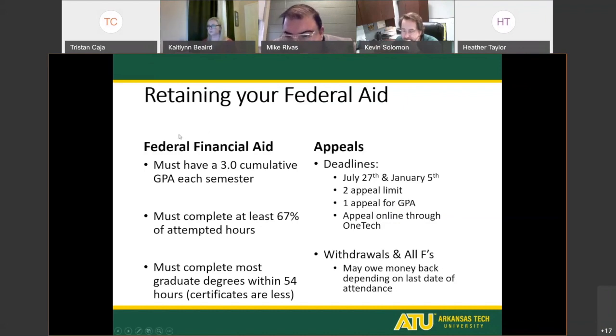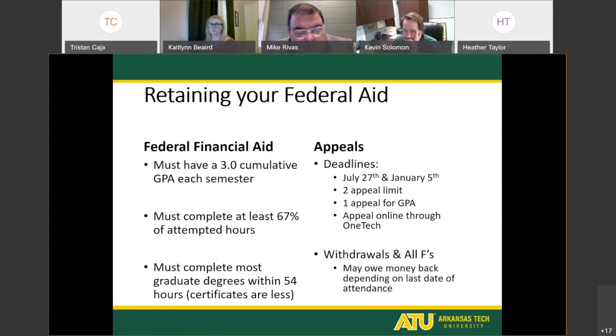So once you have the FAFSA taken care of and we've awarded your federal aid, you have to retain it. There are a couple of rules you have to follow. As a grad student, you must have a 3.0 cumulative GPA each semester. So right off the bat, it has to be a 3.0 every term. And you also must complete at least 67% of all the hours that you attempt. So if you start with 9 and drop to 6, you got to make sure you're within that 67%.